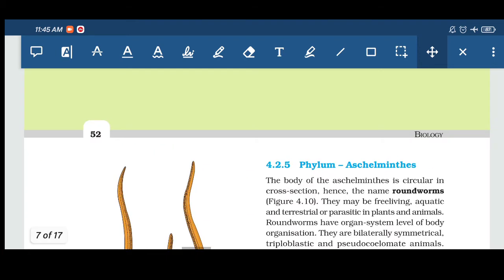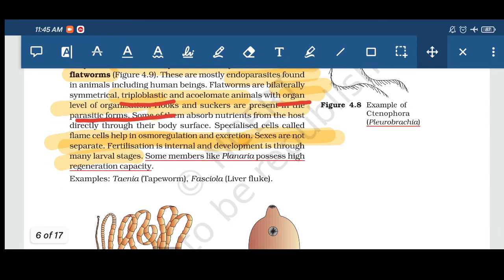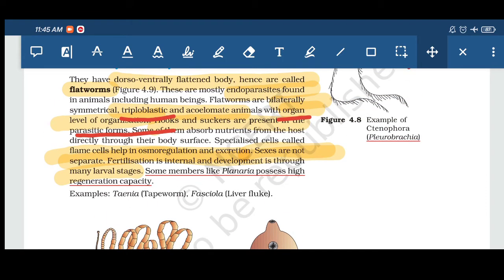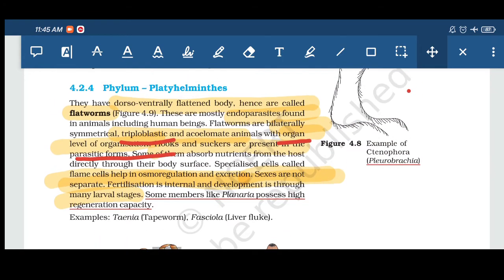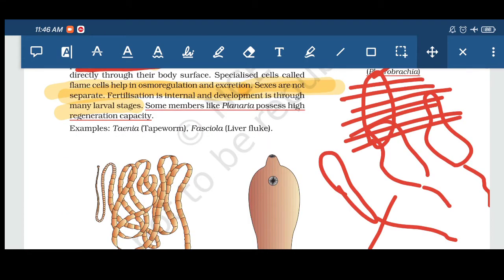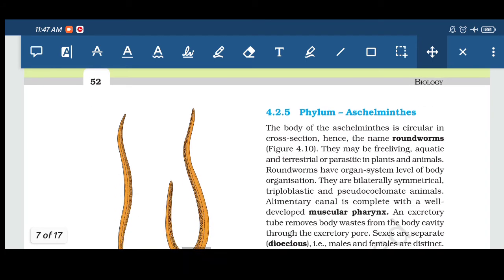Okay, a very important point to be noted over here is that some members like planaria possess high regeneration capacity. The examples are Taenia solium and Fasciola hepatica. The common name of Taenia solium, or Taenia, is tapeworm. Fasciola is liver fluke.